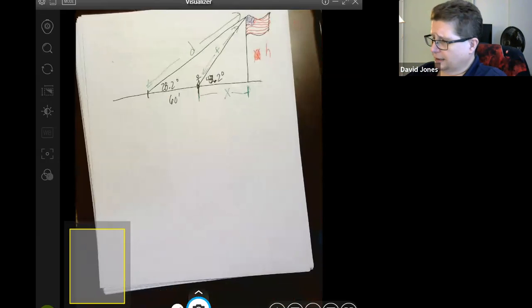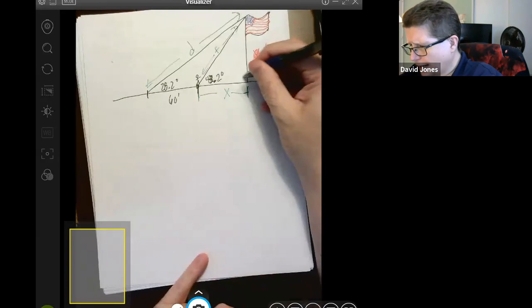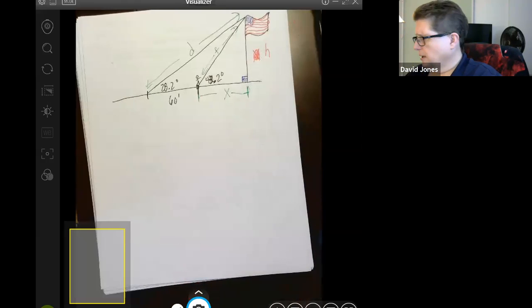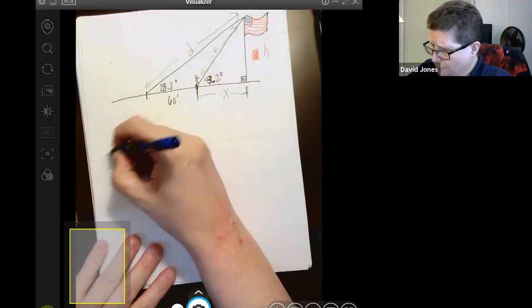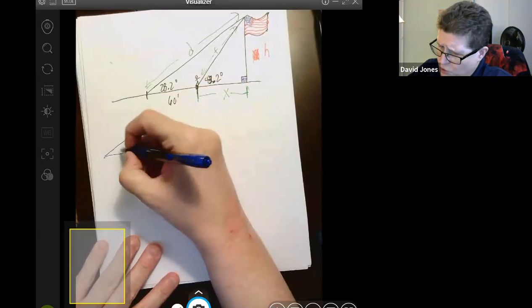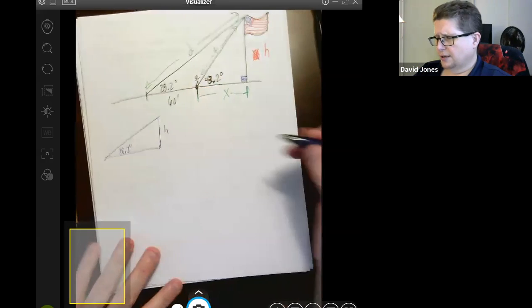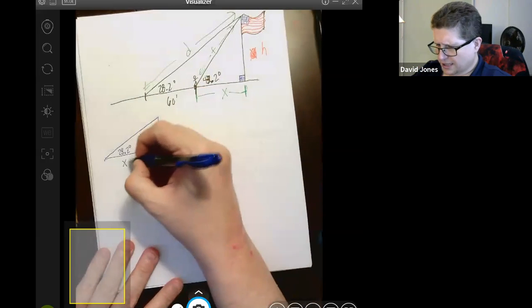So that's what we got. Flagpole is vertical. We know that's a right angle. Okay, so we got a couple triangles, don't we? I got a big triangle that's kind of flatter, and this is 28.2, this is H, and this is X plus 60 feet.